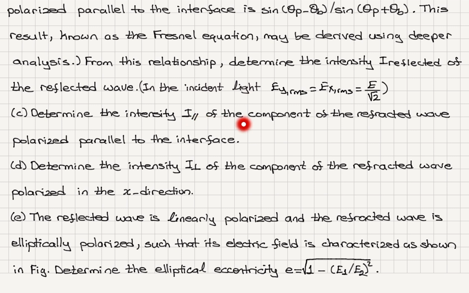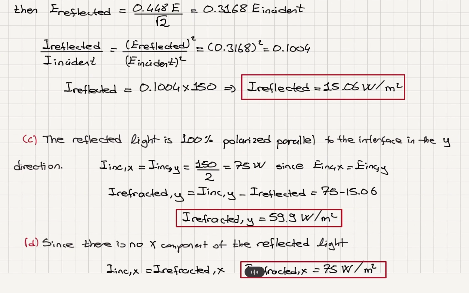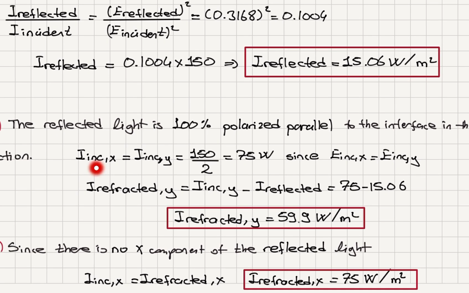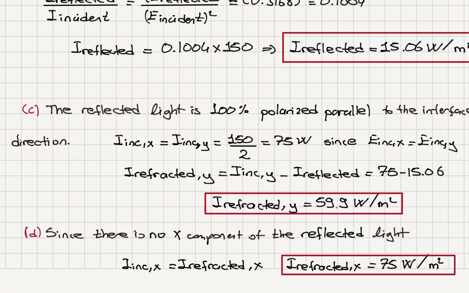Now in part C, we determine the intensity of the component of the refracted wave polarized parallel to the interface. That is the y component. The incident beam has x component and y component intensity that are the same because they have the same amplitude, which is 75 watts. So the refracted beam y component intensity is the incident beam y component intensity minus the intensity of the reflected beam. This is conservation of energy in a unit time delta t. So this tells me that the y component should be 59.9.